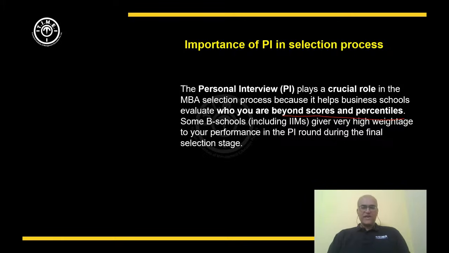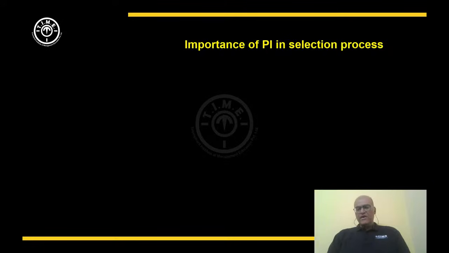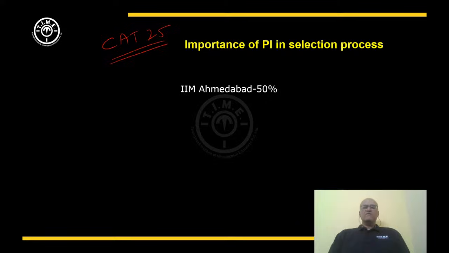Now, let's have a look at the weightages that some of the IIMs give to the personal interview in the final selection stage. Let's begin with IIM Ahmedabad. So IIM Ahmedabad for this year, I'm talking about the CAT 25 selection process. In the final selection stage for this year, IIM Ahmedabad is giving a whopping 50% weightage to your personal interview performance. Look at the number, 50%. So half of the weightage is being given by IIM Ahmedabad to your interview performance in this year's selection process.